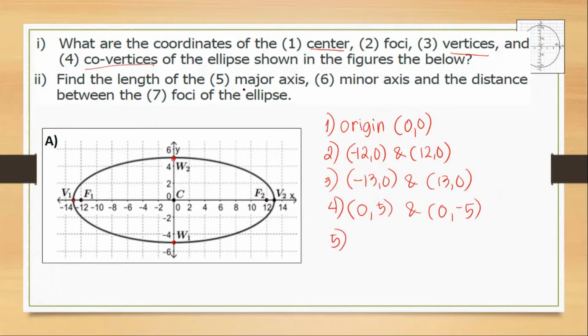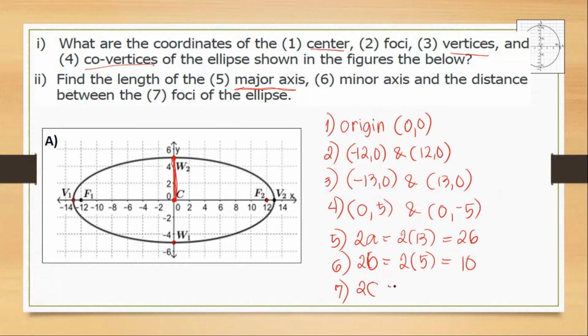Next question for number 5, the major axis. Find the length of the major axis. As you can see, from 0, it is 13 units to the left and 13 units to the right. So that's 2a equals 2 times 13 equals 26. Let's continue. Number 6, the length of the minor axis. We know that from the origin, it takes 5 units to your co-vertex. So that is 2b, which is equal to 2 times 5. And that is equal to 10. And lastly, our foci is from 0 to 12. So that is 12 units. 2 times c is equal to 2 times 12. And so the full length of our line segment containing the foci is 24. Okay, so that's all for that activity.